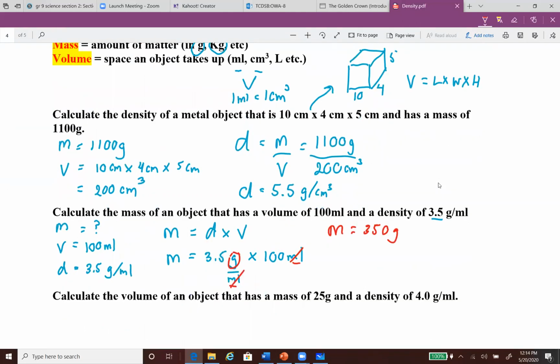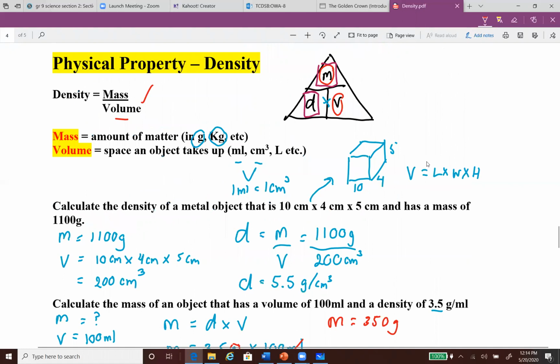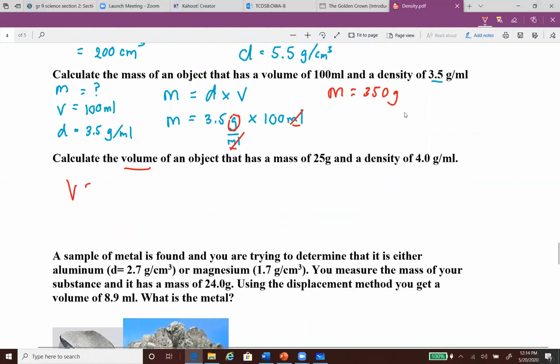Okay, so the first question was solving for density. The second question is solving for mass. Now the third question is going to be solving for volume. If we're going to solve for volume, if we look at our magic triangle, our volume would be mass over density. So volume is mass over density.